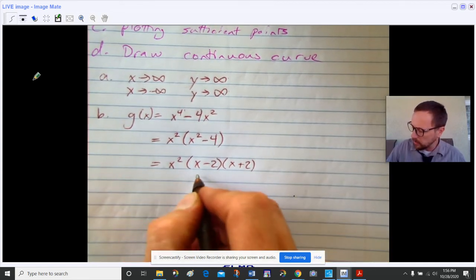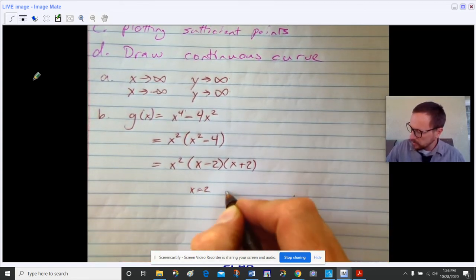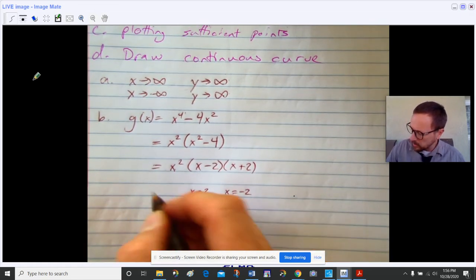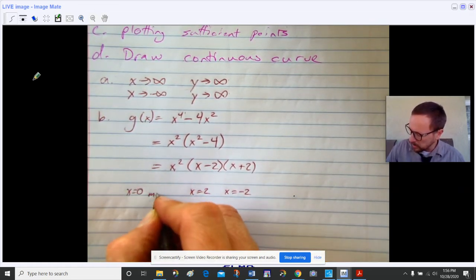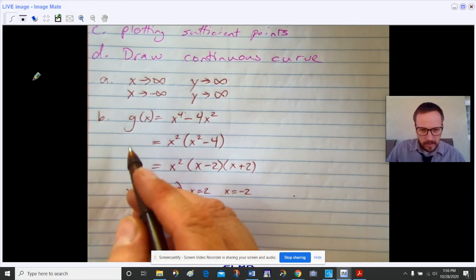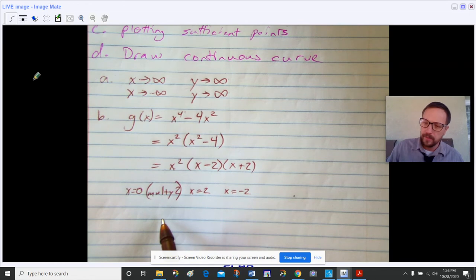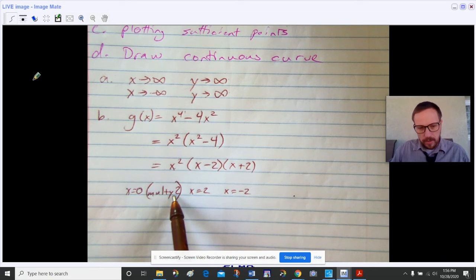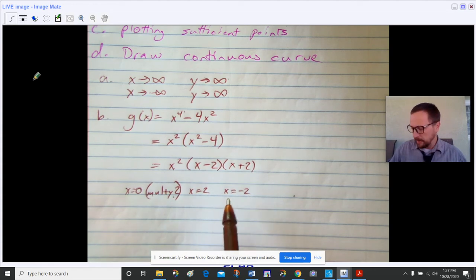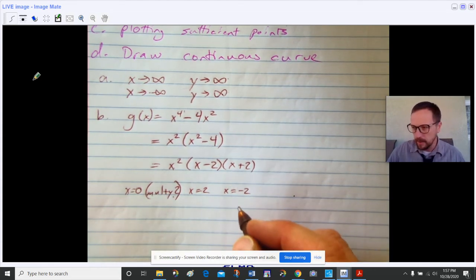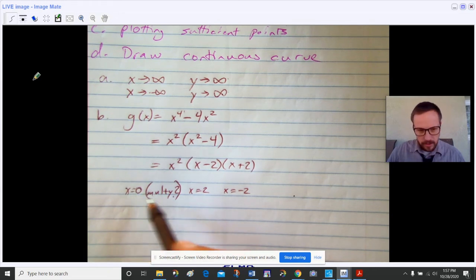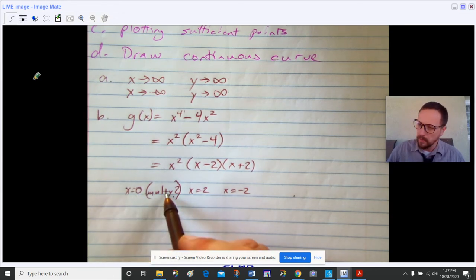So what this means is we'd have x equals 2, x equals negative 2, and then this one is going to produce x equals 0, but with a multiplicity of 2. These ones just have 1. Now, the multiplicity is going to tell us what happens at the x-axis. It tells you the degree the graph is going to behave like. First degree behaves like a line, like a linear function. Second degree behaves like a parabola.